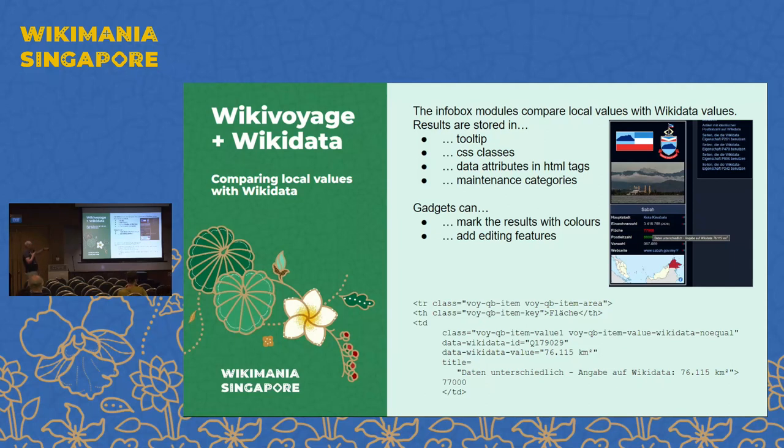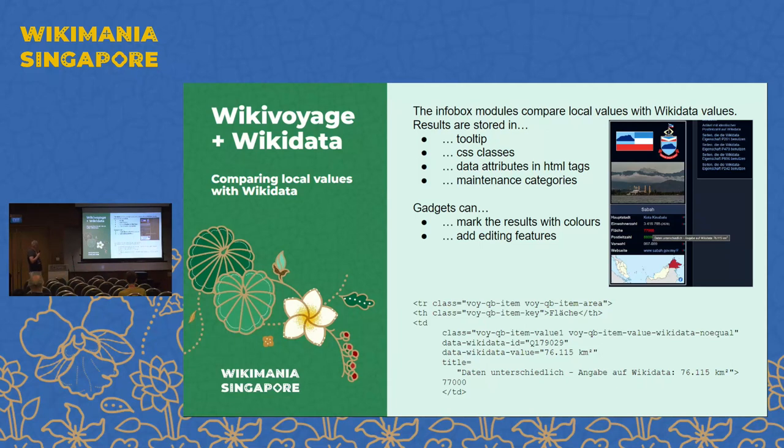The result of this comparison is shown in, I made some screenshots of the HTML. So you can see that the result is shown in classes. And if you use a gadget, you can color the information. Also, it's shown in the tooltip. So if you open an article and see it in red or green, then you know. If it's green, the value on Wikidata is the same as in the local wiki, so you can just remove it in the local wiki. Or if it's red, you can decide, should I fix Wikidata? Or is my local value the wrong one, so I can just delete it as well and use Wikidata in future.